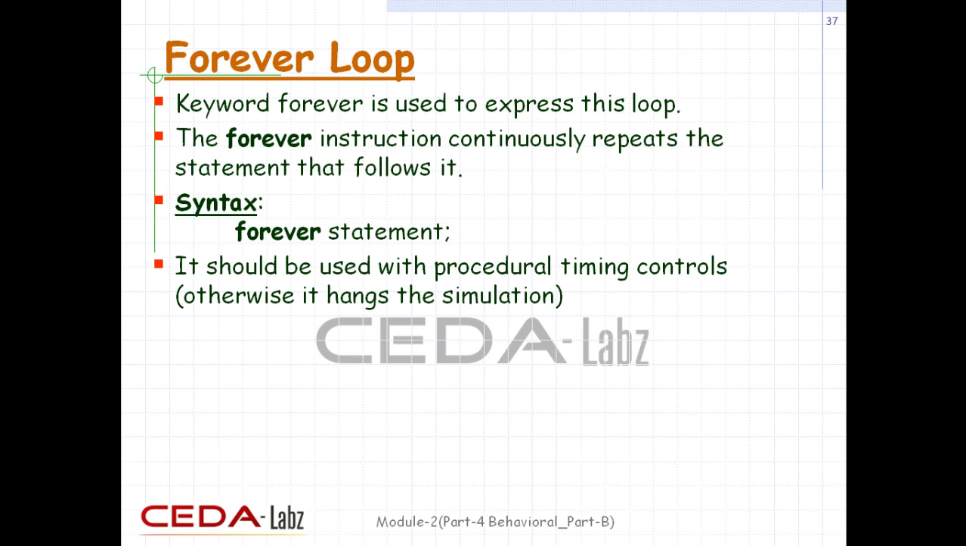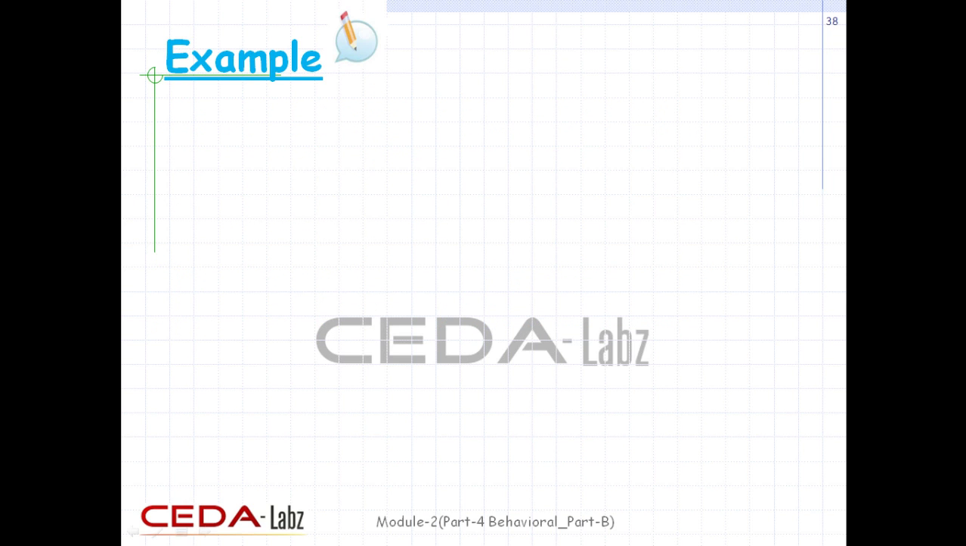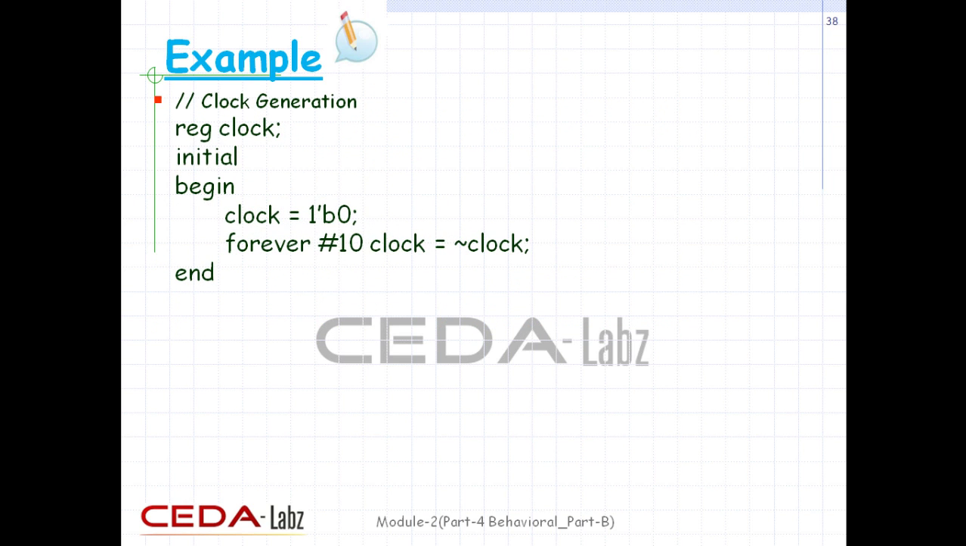A forever loop is typically used in conjunction with timing control constructs. If timing control constructs are not used, the Verilog simulator would execute this statement infinitely, without advancing simulation time, and the rest of the design would never be executed. Here is an example of forever loop.